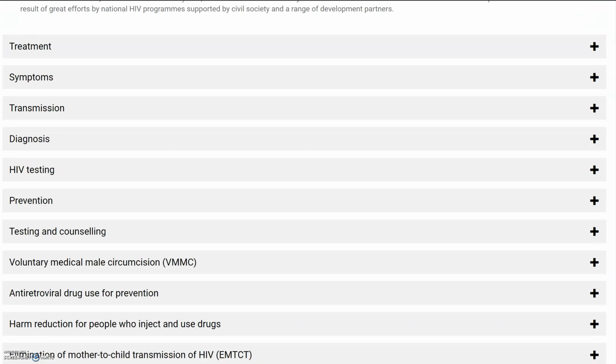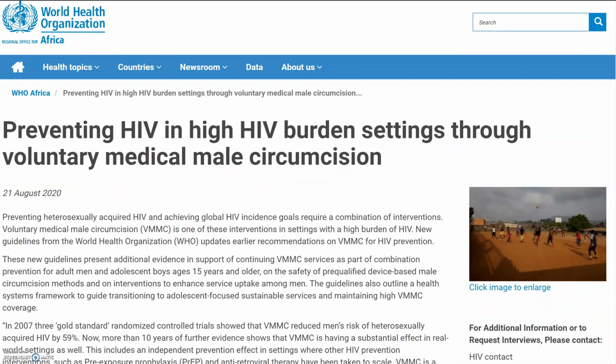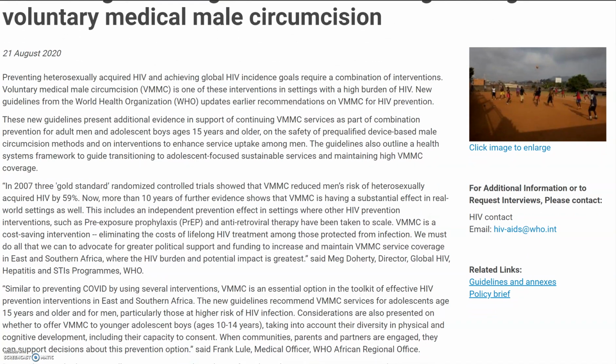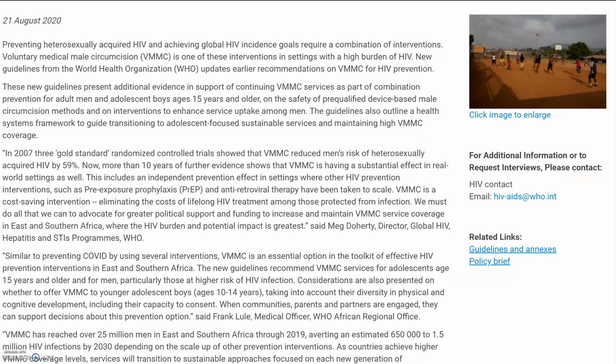And scrolling down, we can see some featured news. And remember, you're looking for an intervention, so something that could be used to tackle this disease with a global burden. And there's actually some interventions here in these news articles: 23 million voluntary male medical circumcisions, preventing HIV in high burden areas through voluntary medical male circumcision. Again, this is from August, and it talks about how they are implementing this intervention in certain specific areas. So this could actually be something that could be researched more in a scholarly article in the PACE Library homepage to try to find primary and secondary data about this intervention.